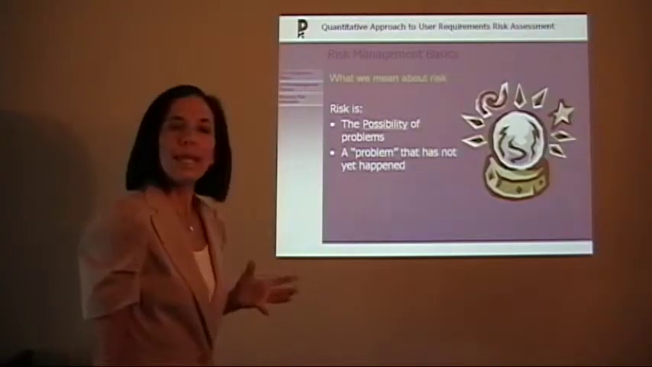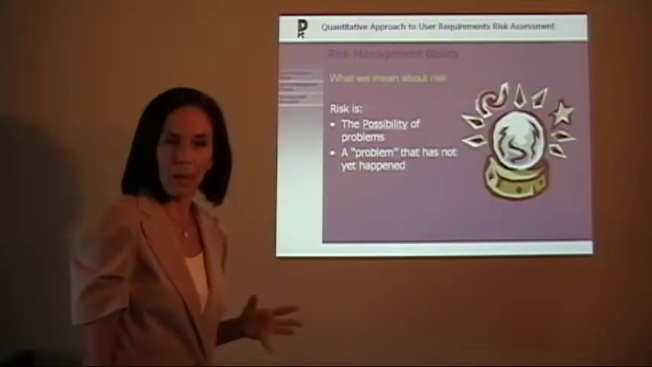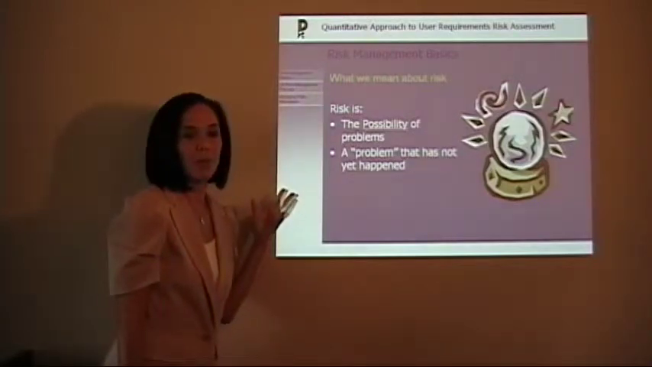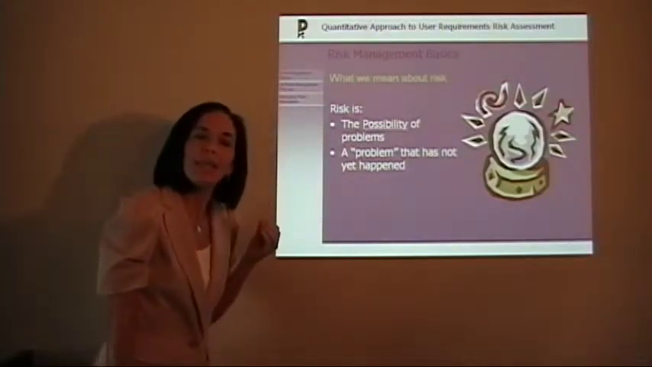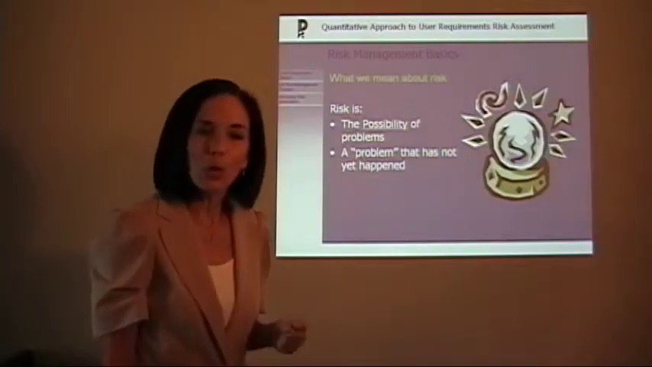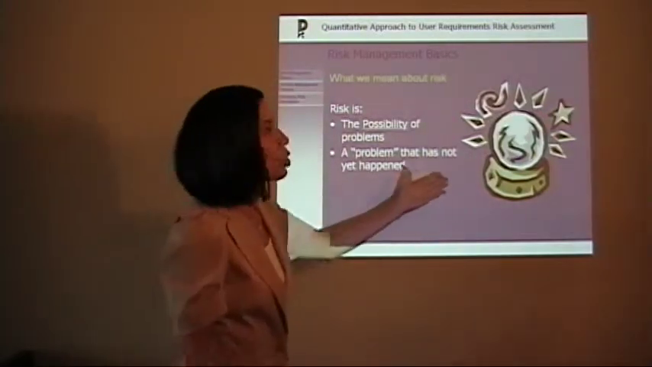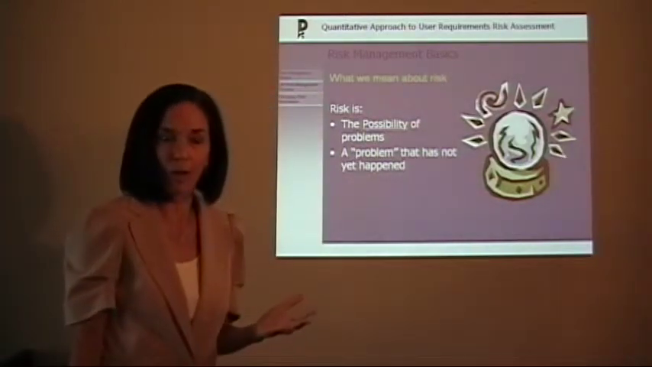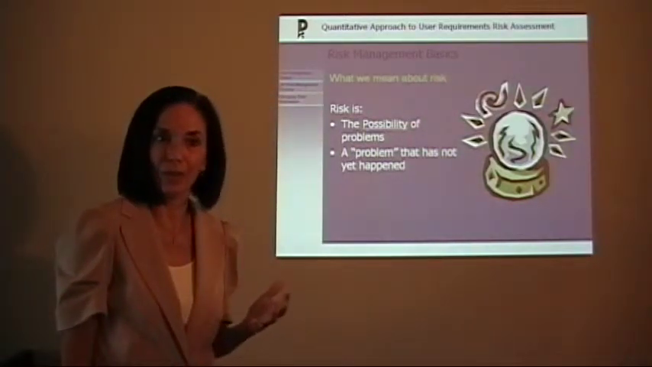First of all, what is risk? What do we mean by risk? Risk is the possibility of problems. It is a problem that has not yet happened. If we were able to look into a crystal ball, we would be able to tell everything that could go wrong in the development of a software system and its implementation.